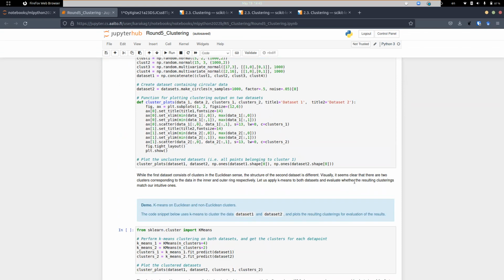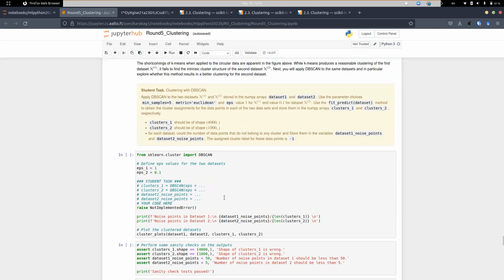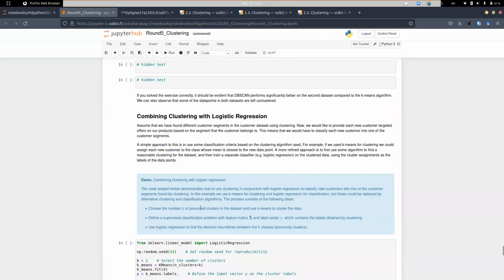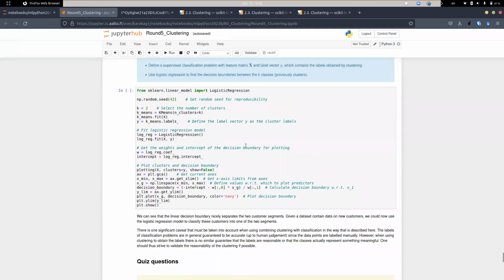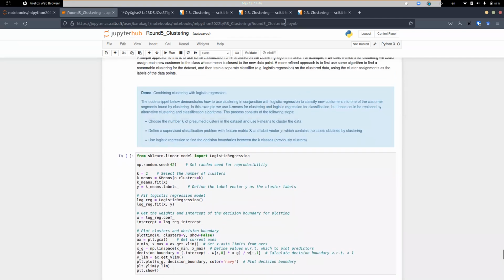If you have any particular questions about the notebook, I would be happy to answer them now, because there is not much I could say for the notebook here. Okay. After DBSCAN, there is also an example of combining clustering with logistic regression, and there are some quiz questions. So I will stop the recording then.